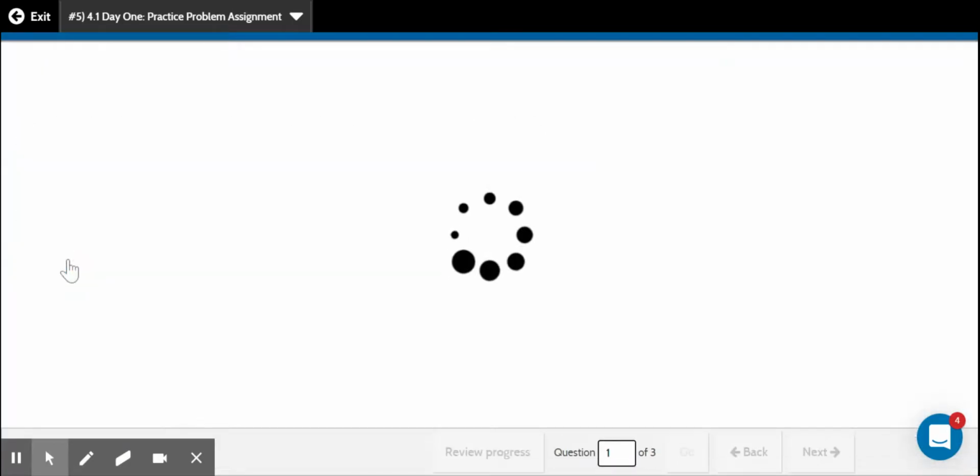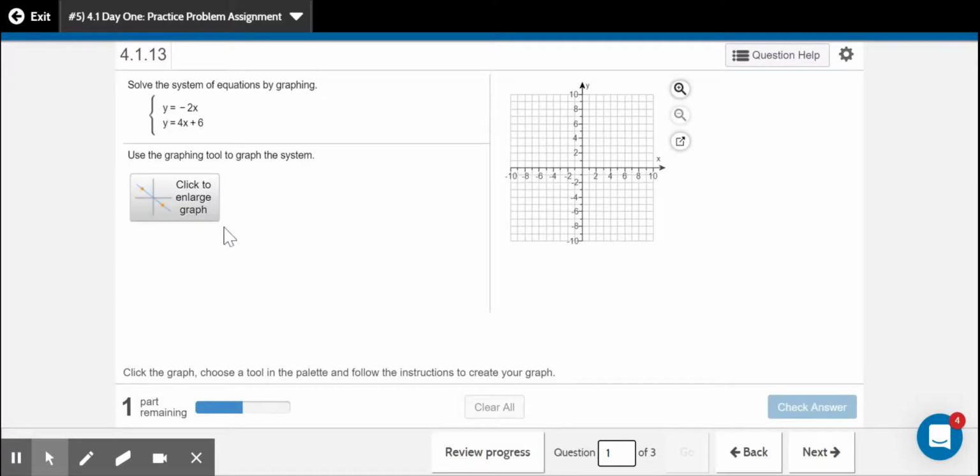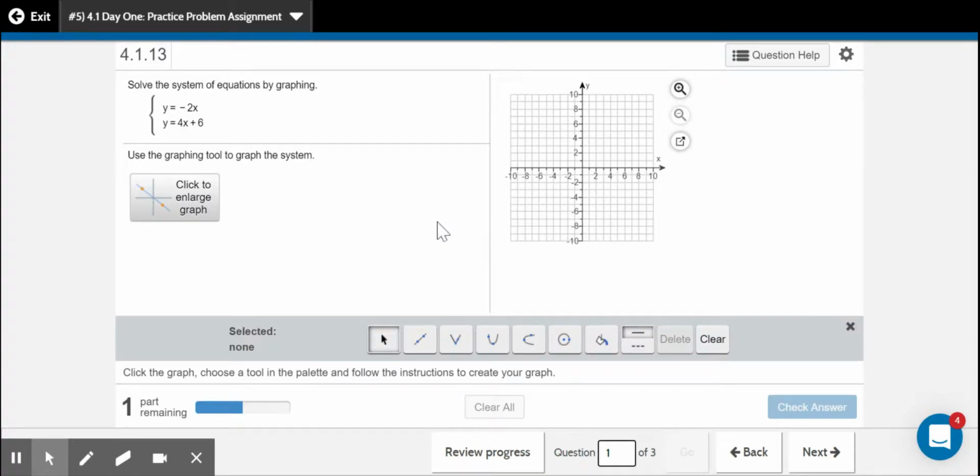So what we're dealing with here is just simply taking two equations, graphing them, and seeing where they cross. So a great review exercise in how to graph linear equations, but then taking it one step further and identifying where they cross.